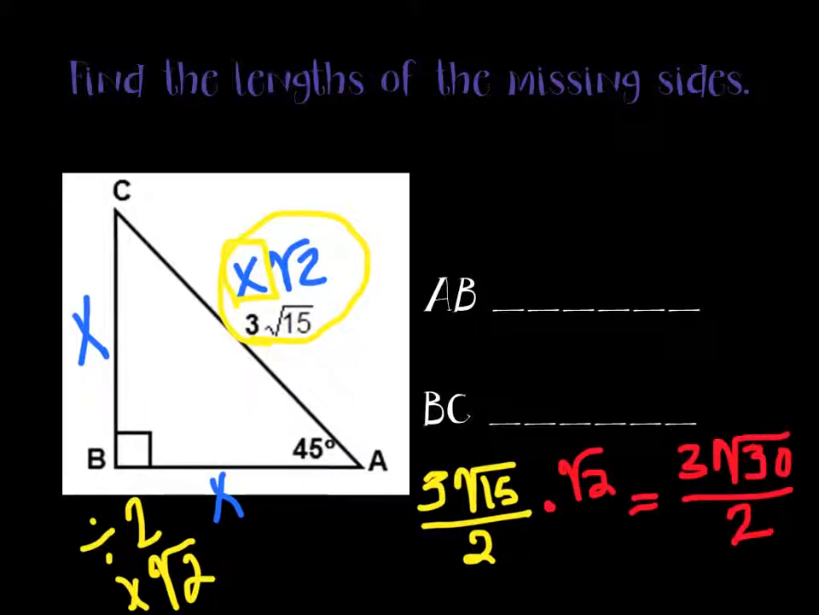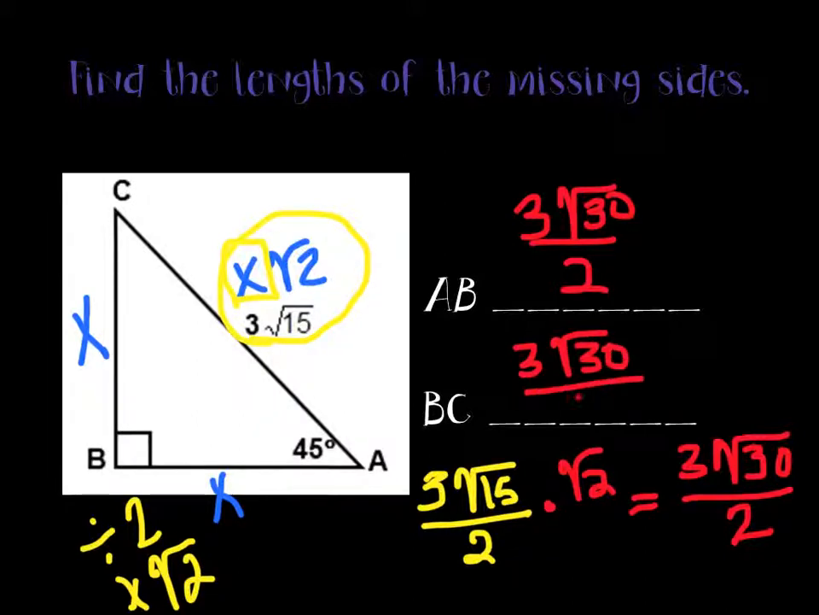X is equal to 3 square root of 30 divided by 2. BC is equal to x as well, so it's your same answer. 3 square root of 30 divided by 2.